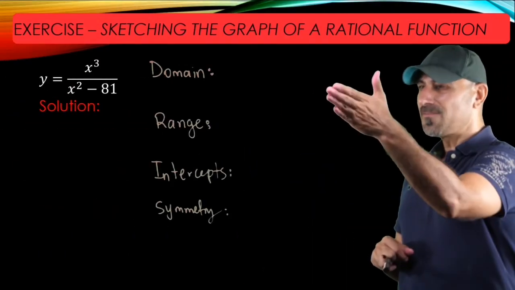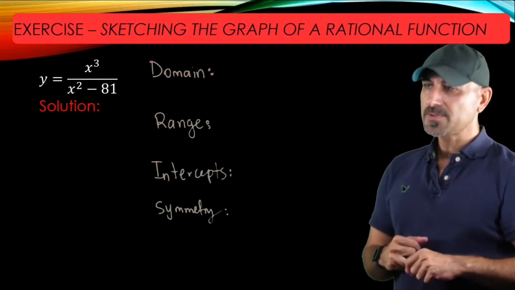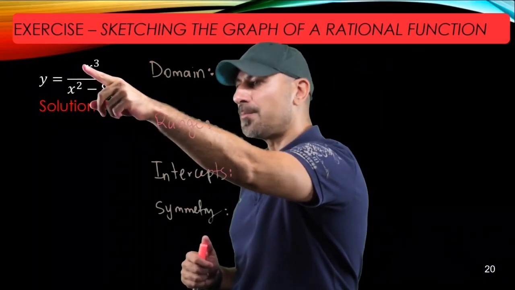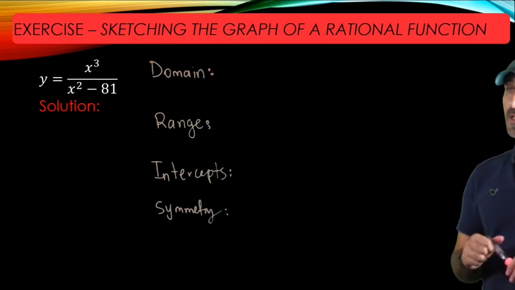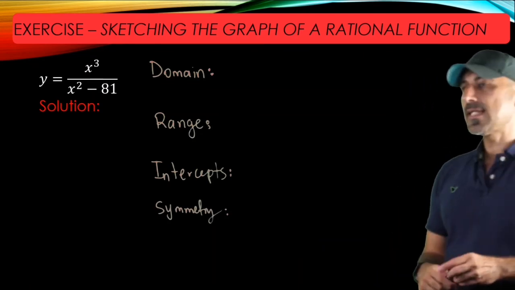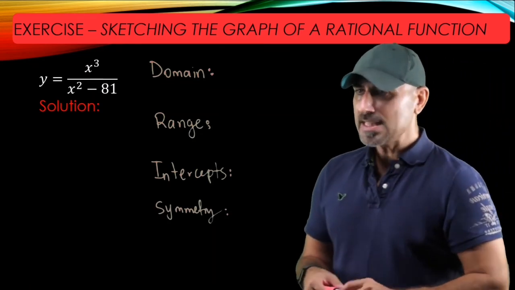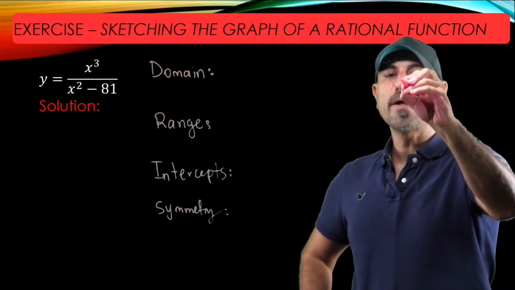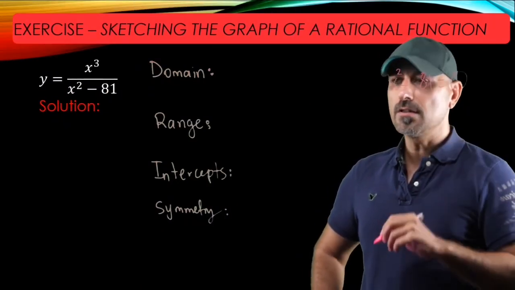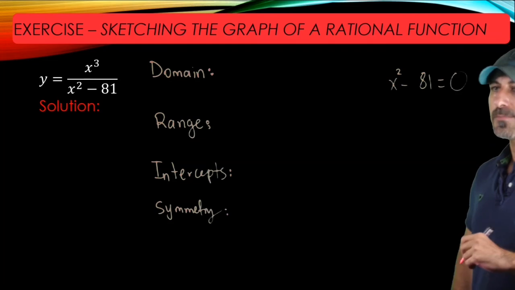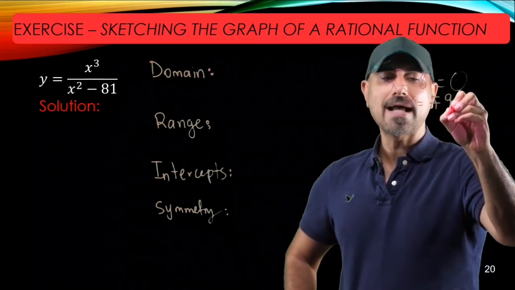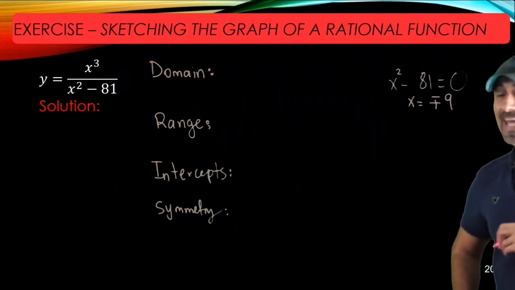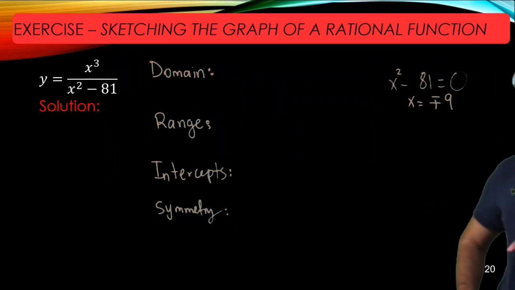All right, I list the 4 items: domain, range, intercepts, and symmetry from pre-calculus. So we have a rational expression. The top is a polynomial. The bottom is as well a polynomial. The domain is all x's that do not make the bottom zero. Well, in fact, x squared minus 81 is 0 for x equals plus or minus 9. So I've got to exclude those points from the domain.